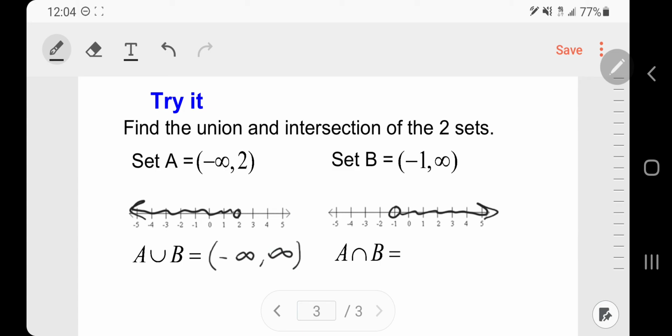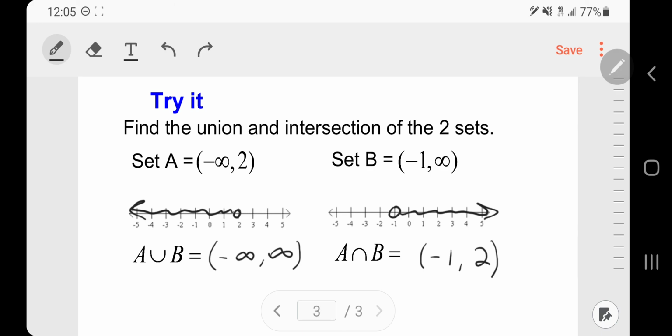Now the intersection here is only the overlap between our two sets. In this case, they intersect. -1 is going to be our start of our intersection, and +2 is going to be the end of our intersection. You can see that here and here.